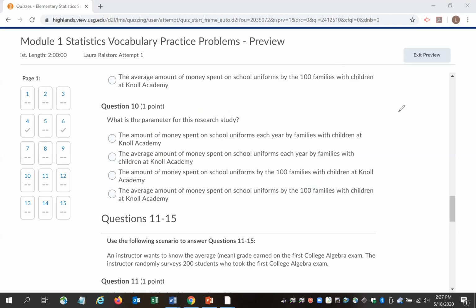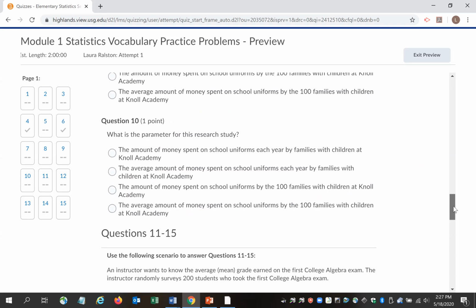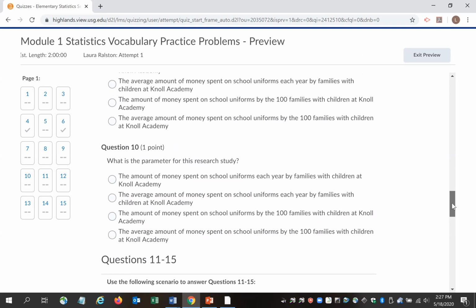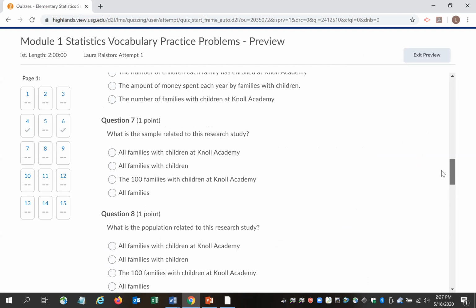Other questions? And that gets us through question 10. Other questions, thoughts, comments? So what I got is that for the population, it's all the numeric. For the sample was the amount. For the statistic is the numeric measurement and what it's asking for.